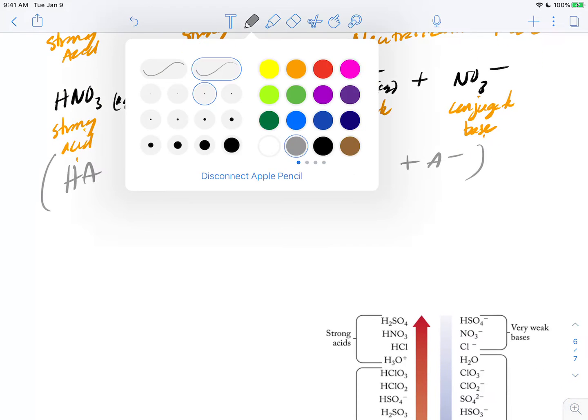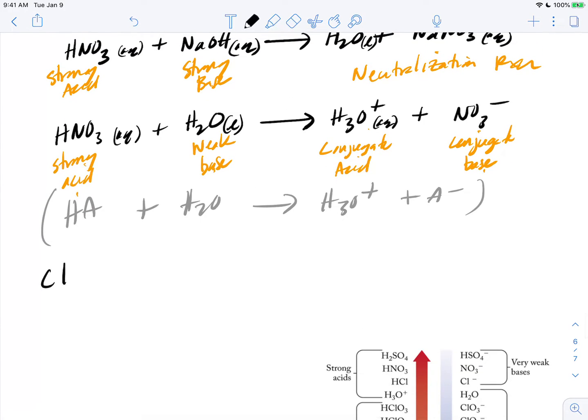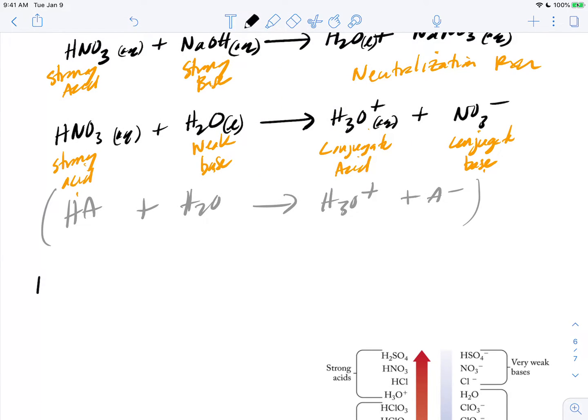But what if I took something like a weak acid, let's do something else. Let's say we do NH3 aqueous plus water. Okay, now if we label these, this is a weak base. It's not one of the strong bases we remember, weak base. And this would act as a weak acid.